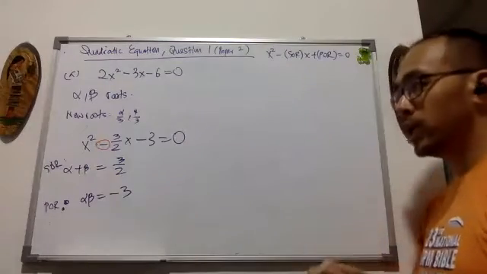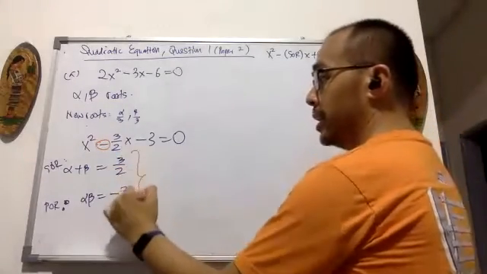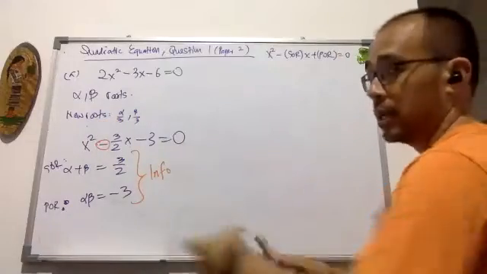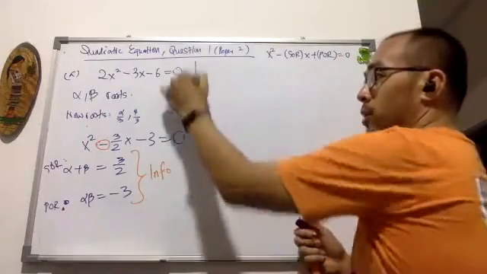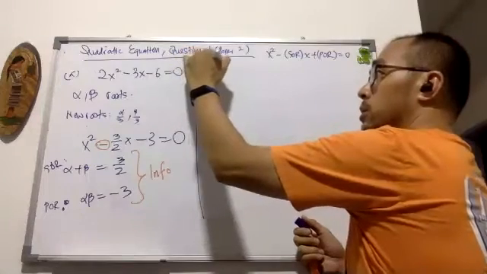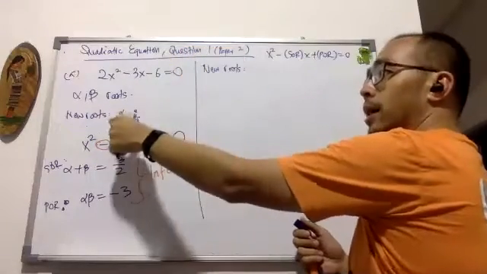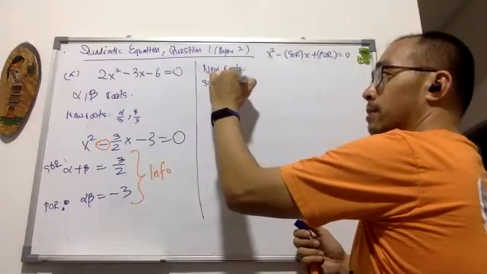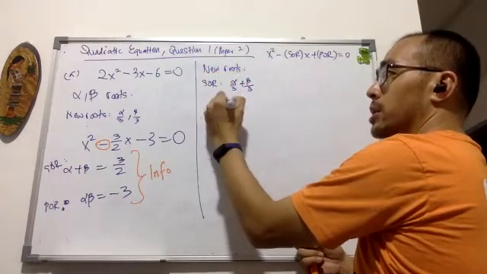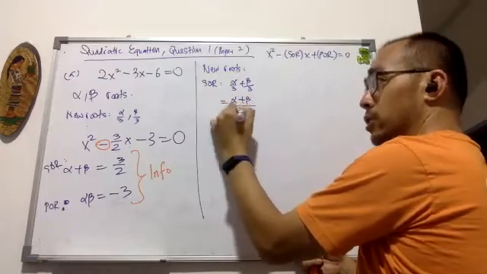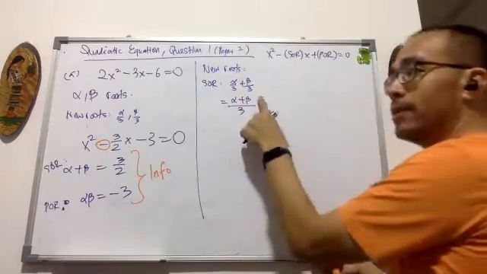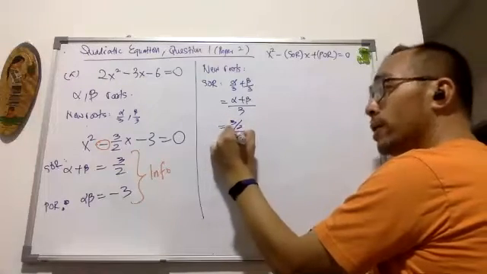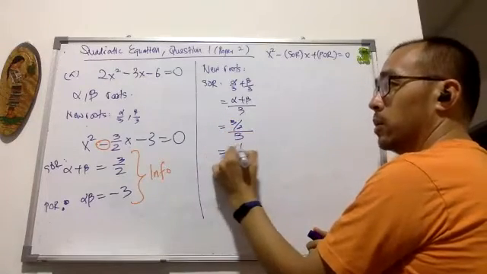So why do we do this first? Because we need this info to form our new roots. This is the info from the old roots, so that when we have the new roots, our new roots are alpha over 3 and beta over 3. So the sum of the roots is alpha over 3 plus beta over 3, which is alpha plus beta over 3. I combine them. Alpha plus beta from the old information is 3 over 2. So 3 over 2 over 3 will give you 1 over 2.